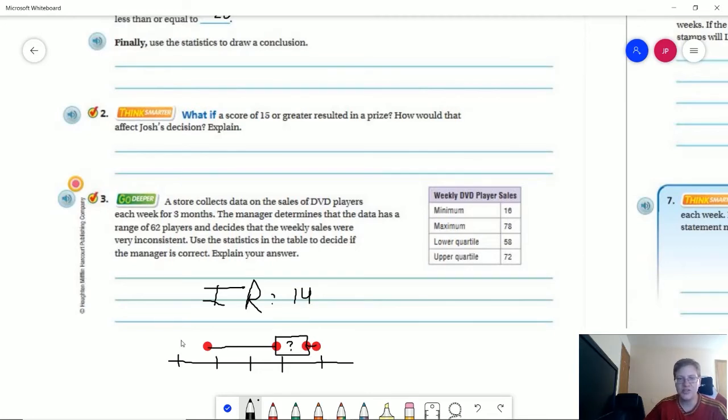The range being so spread out doesn't necessarily mean that we had inconsistency on average. That means there was some inconsistency, but on the average, it looks like we stayed in a pretty reasonable range for weekly sales.